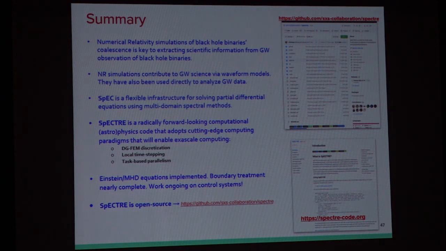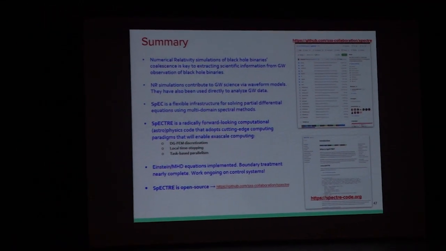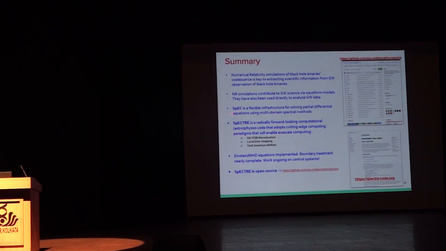So just to summarize, numerical simulations of black hole binaries are key to detecting and extracting scientific information from binary black hole observations. And the current generation of codes have done a lot, but they are already at their fundamental limitations. And going forward, as we go towards more accurate detectors, maybe the next versions of LIGO Virgo detectors, or even third generation detectors, we will need to think differently. And that's how Spectre was born.